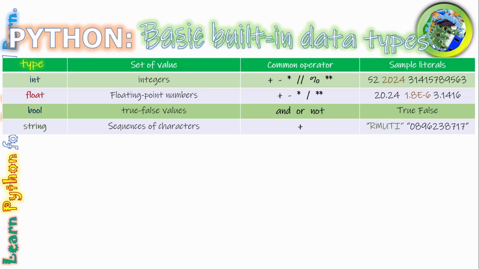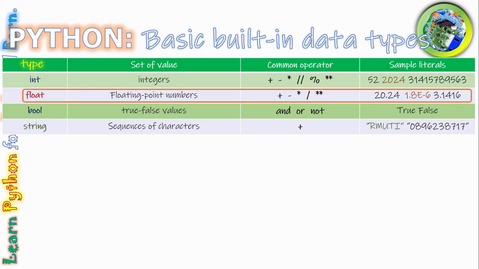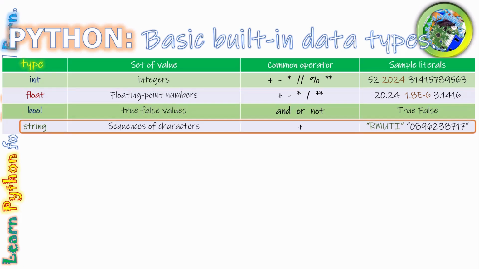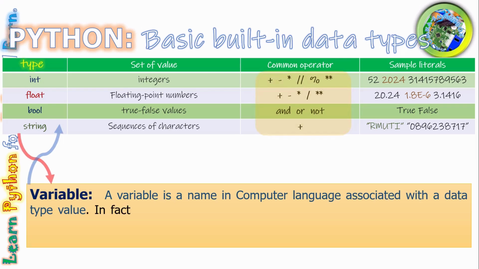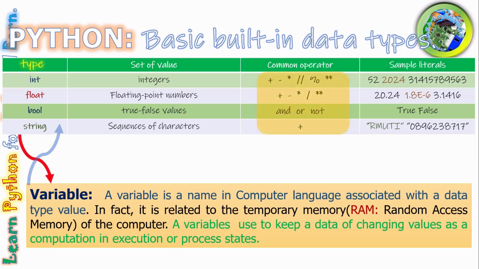The data types that come with Python, or built-in, are similar to those in other languages, including integers, real numbers, logical or Boolean values, and sequences of characters, or strings. A variable is a name in computer language associated with a data type value. In fact, it is related to the temporary memory, or RAM, the random access memory of the computer, used by variables to keep data of changing values as a computation in execution or process states.